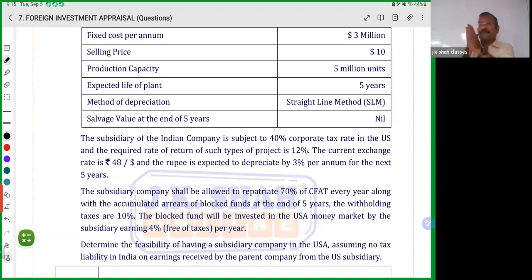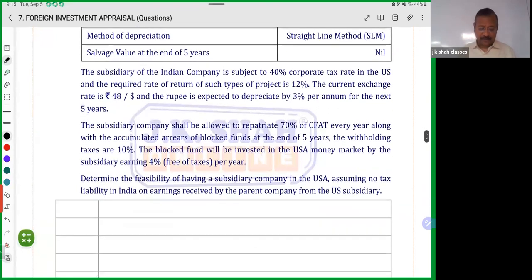Now you see this. Every year, of the cash flow after tax, they will be able to send only 70%. The rest 30% will be retained there. And now they are saying, when will this 30% be given back? At the end of 5 years. Withholding taxes are 10%. Now we'll discuss something about the withholding tax. I'll come to this. The blocked funds will be invested in the US money market by the subsidiary, earning 4% free of taxes per year. Now you see this? This is what I was saying. They are sending 70%, and the remaining 30%, they are saying it will be invested somewhere at 4%.